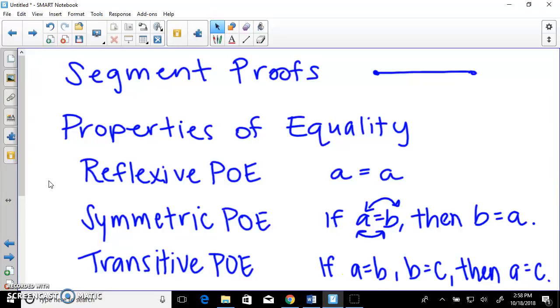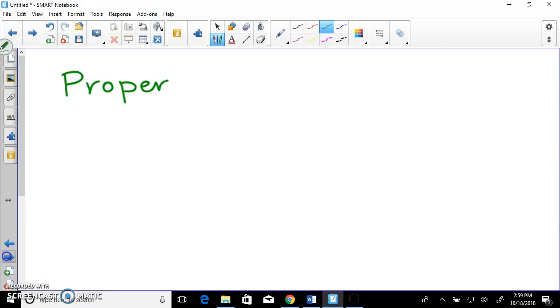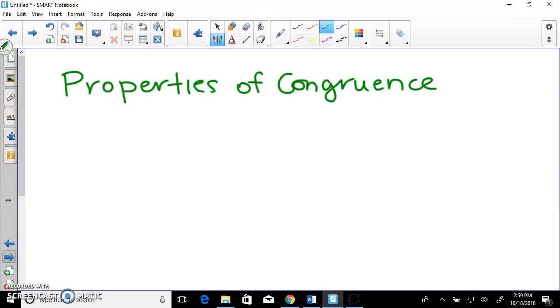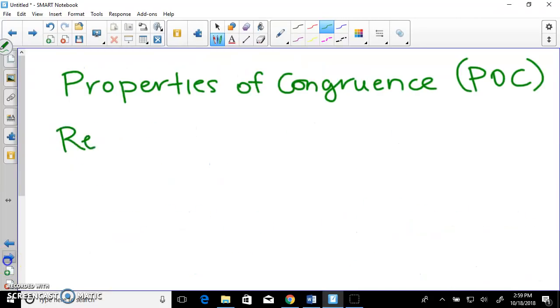So when we get into segment proofs, we not only need to know these properties of equality, but we also need to know what we call properties of congruence. So this is our next part, properties of congruence. I'm going to refer to these as POC, just like with properties of equality, I called them POE. Before we talked about the reflexive property of equality. Well, now we're going to talk about the reflexive property of congruence.